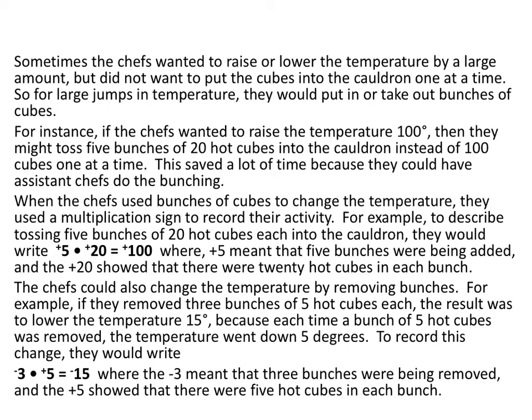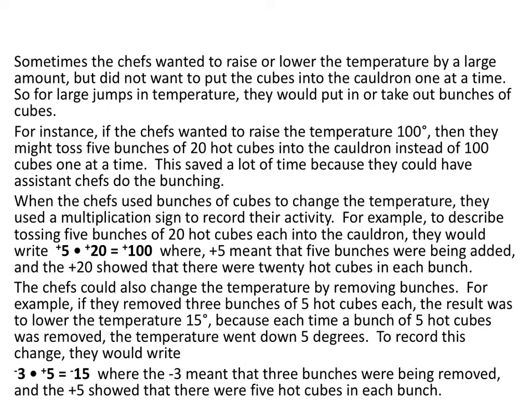So for large jumps in temperature, they would put in or take out bunches of cubes. For instance, if the chefs wanted to raise the temperature 100 degrees, then they might toss 5 bunches of 20 hot cubes in the cauldron instead of 100 cubes one at a time. This saves a lot of time because they could have assistant chefs do the bunchings.